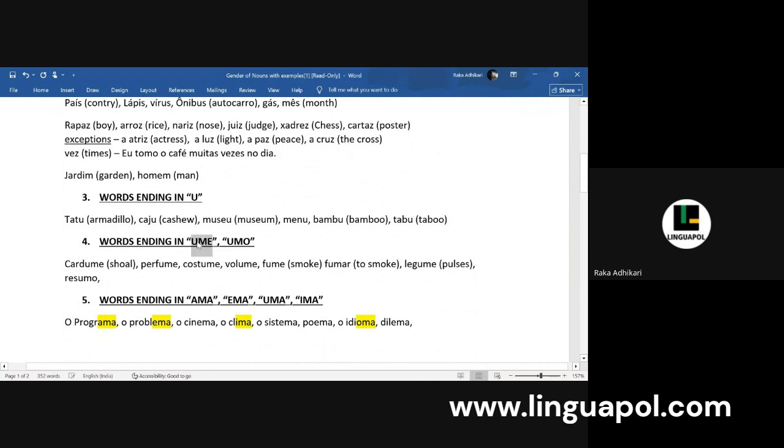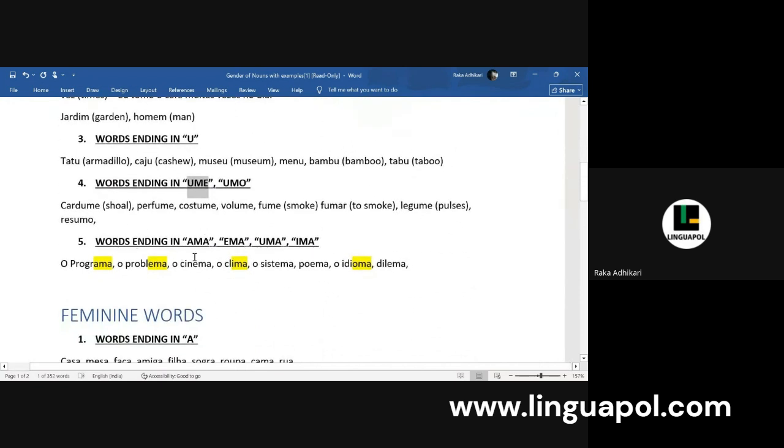Then we saw the words ending in UMI, UME, UMI. So everything that ends in UMI is masculine. Then, a very important rule: we saw that words ending in ama, ema, uma, ima are masculine words. Like clima, idioma, dilemma, all these are masculine.